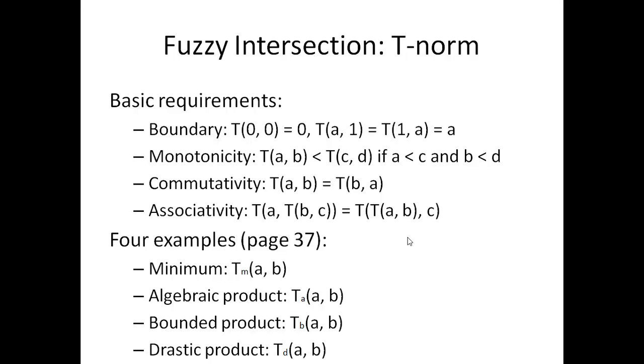Now we'll go to fuzzy intersection with the T-norm. Basic requirements are boundary, monotonicity, commutative and associative properties. Then algebraic product, bounded product, drastic product, and minimum: intersection T-norm, minimum T-norm.